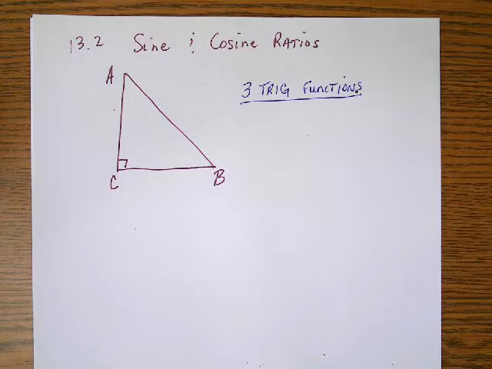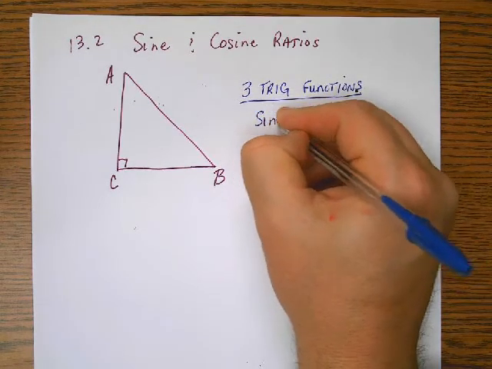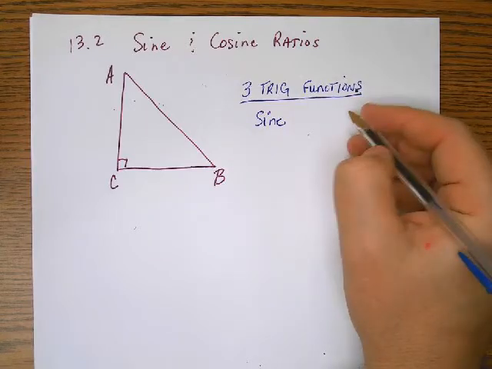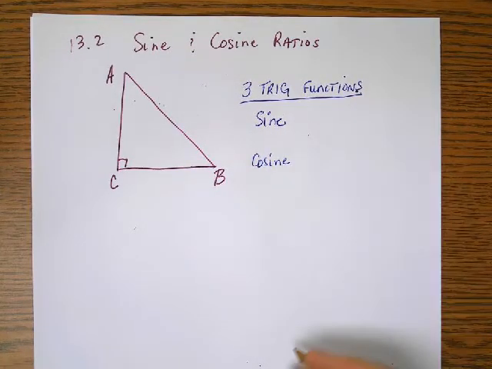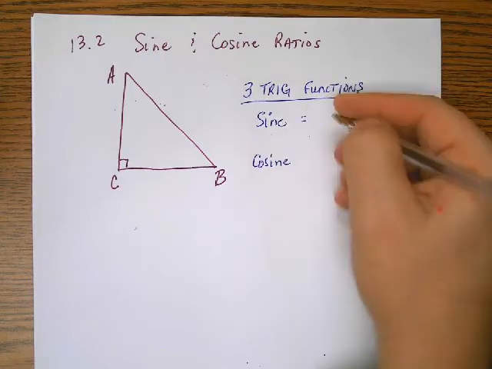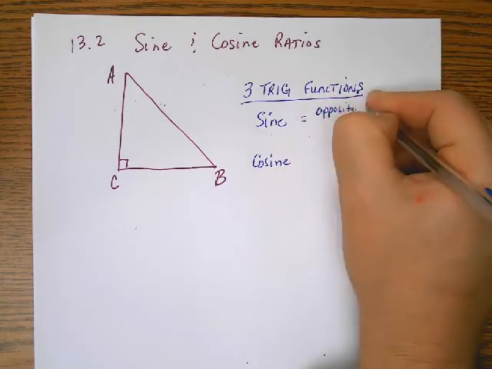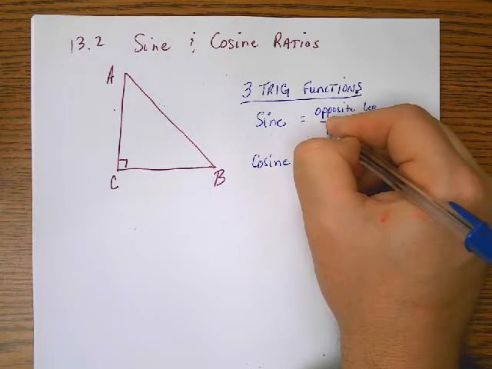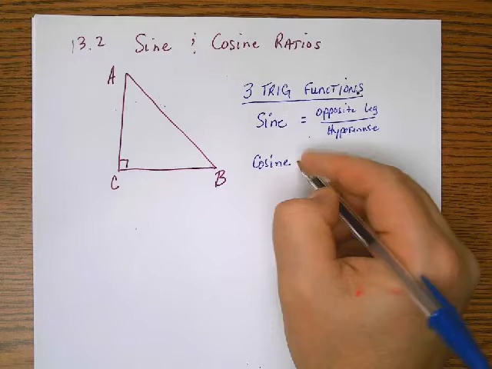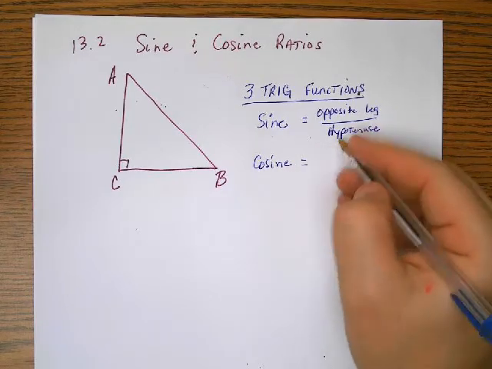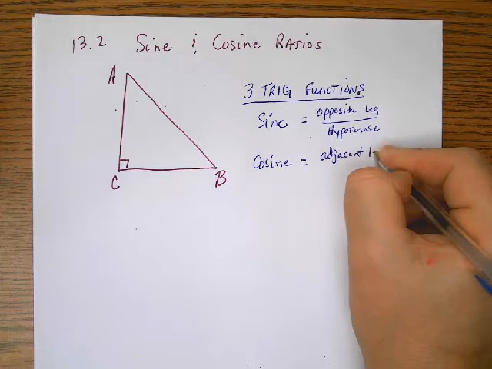Yes, yes, yes. Okay, so three trig functions. All right, so now sine, cosine. Sine is the opposite leg over the hypotenuse. Make sure you're writing this down. The cosine ratio is the adjacent leg over the hypotenuse.